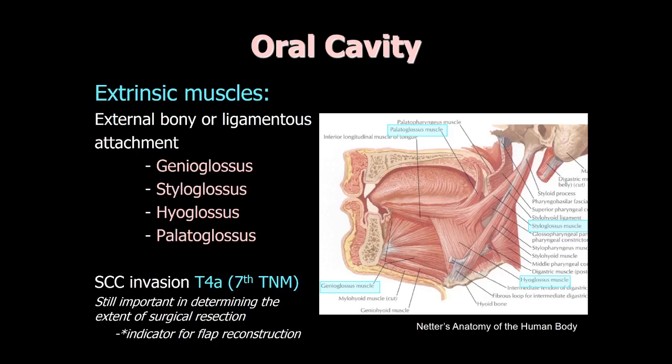It is still important, however, to assess for tumor involvement of these extrinsic muscles. For example, at our institution, some of the surgeons will use extrinsic muscle involvement as a factor when they are deciding upon the need for a flap reconstruction.